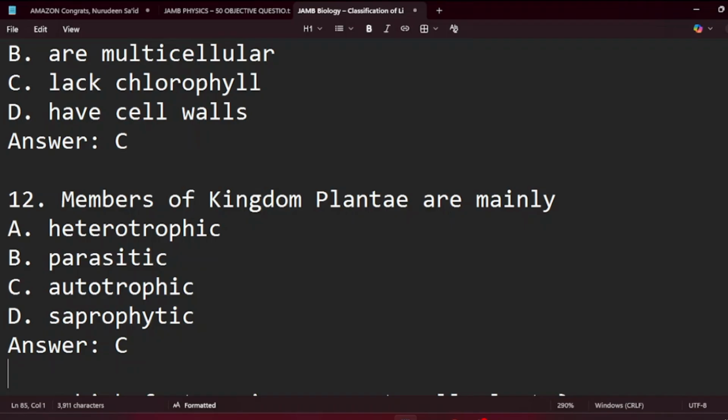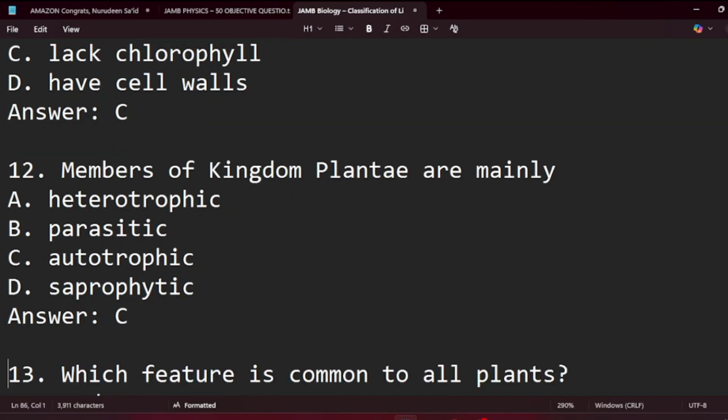Alright, question number 12. The members of kingdom plantae are mainly A, heterotrophic, B, parasitic, C, autotrophic, D, saprophytic. The answer is C, which is autotrophic.